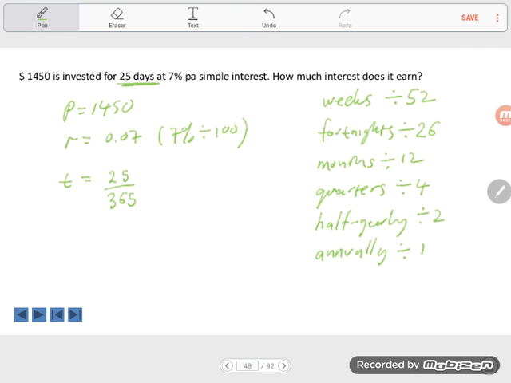So let's put this into the calculator. The interest is equal to 1,450 by 0.07 times 25 over 365. So try that on the calculator. You should get $6.95.